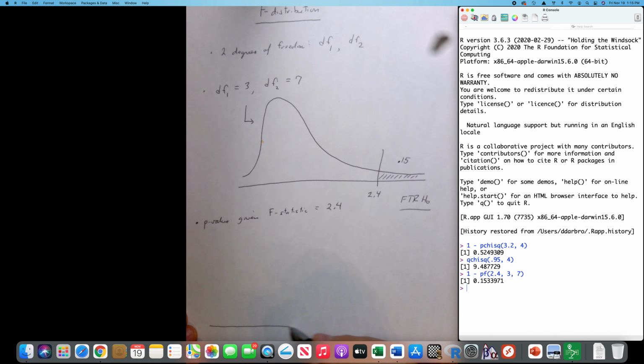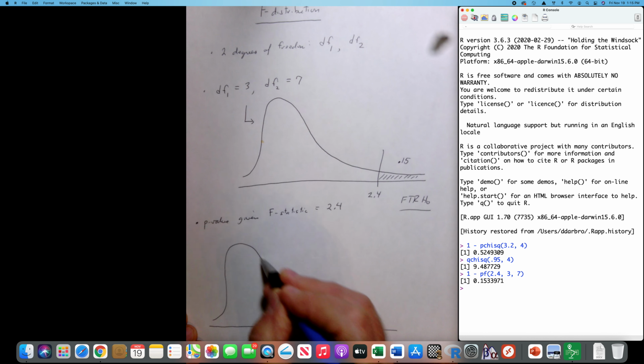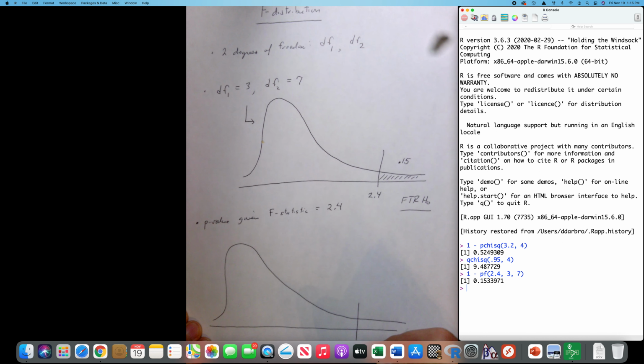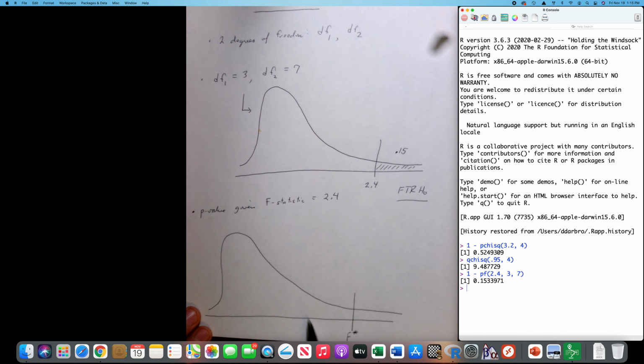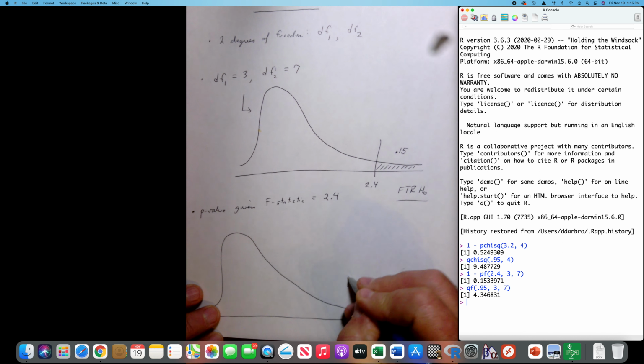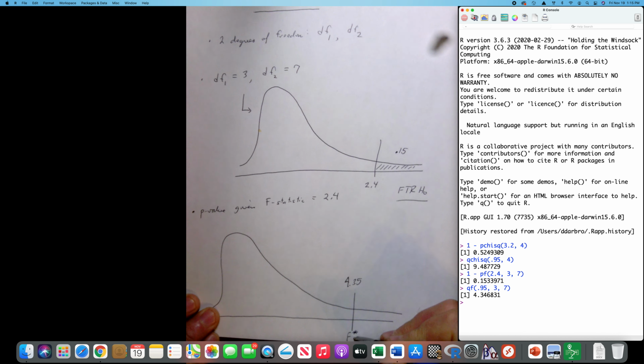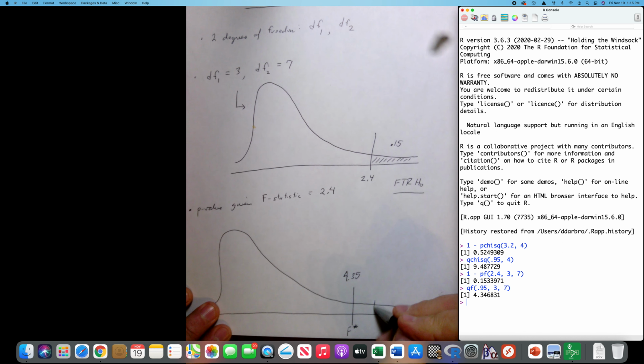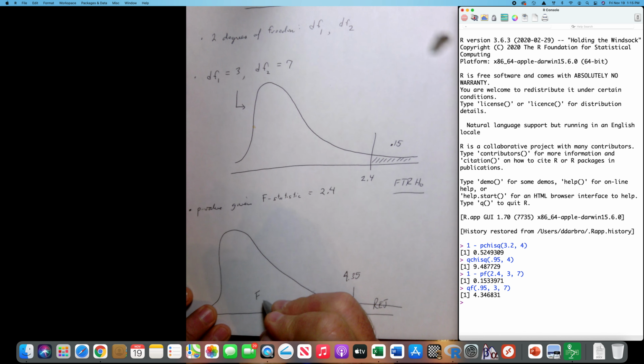If we're looking at the critical value approach, we're trying to find this F star, this F critical, which separates the reject and the fail to reject. Well, it's simple. Just again, QF, right? And we need 0.95, and we have degrees of freedom, let's just say 3 and 7. So 4.35 would be the F critical that separates the reject and fail to reject region, right?